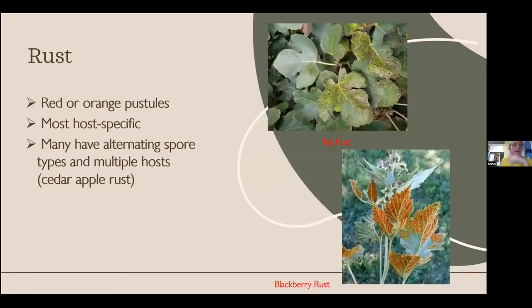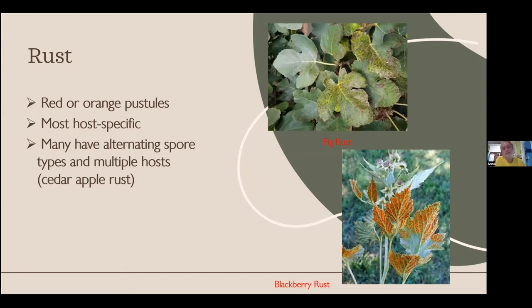Rust is another sign. They're orange or red pustules that form usually on the leaves. Most are very host specific. So if you're growing a fig tree and it looks terrible this time of year, don't worry, it's not going to make everything else in your yard look terrible. Many have an alternating spore and multiple host, like we talked about with that cedar apple rust.